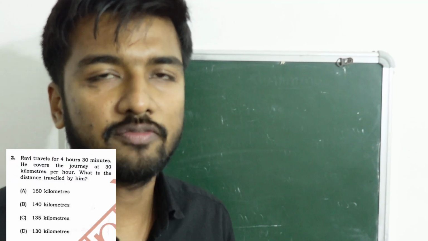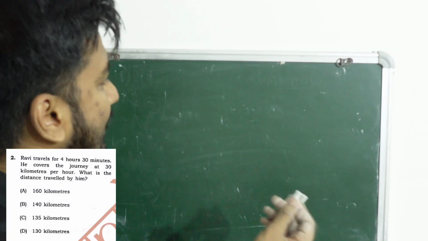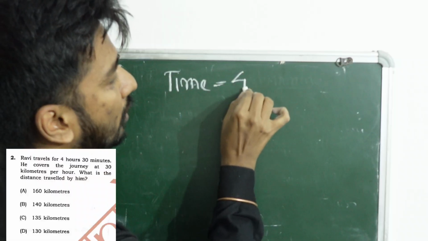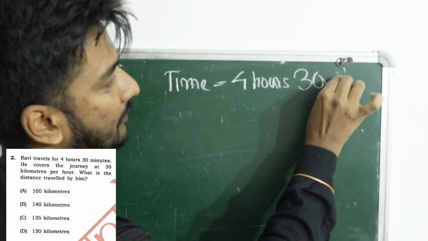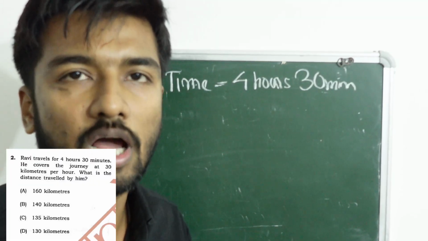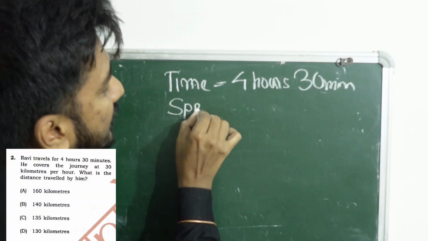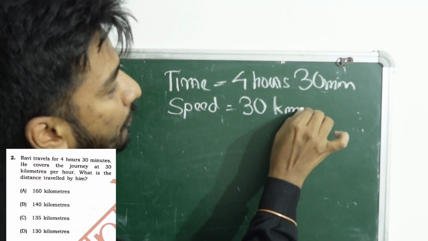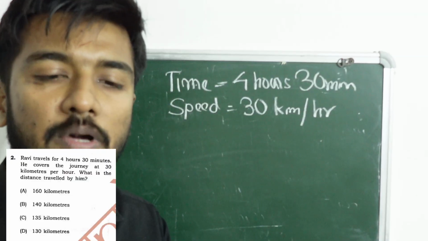So firstly, you don't have to do anything. Firstly, write down what is there in the question. First, it is given as time: 4 hours and 30 minutes. Now what is given again? He covers the journey at 30 kilometers per hour. What is kilometer per hour? Speed. Speed is given as 30 kilometers per hour. Now we have to find the distance traveled by Ravi.